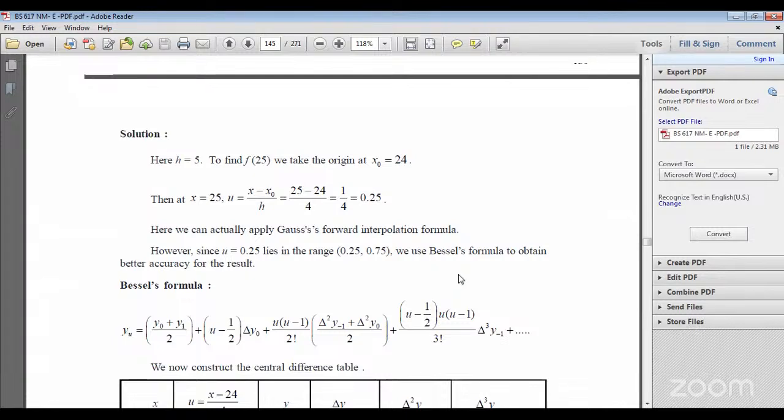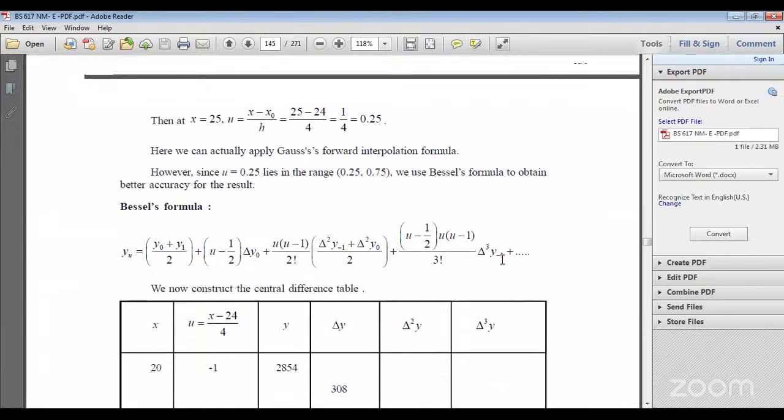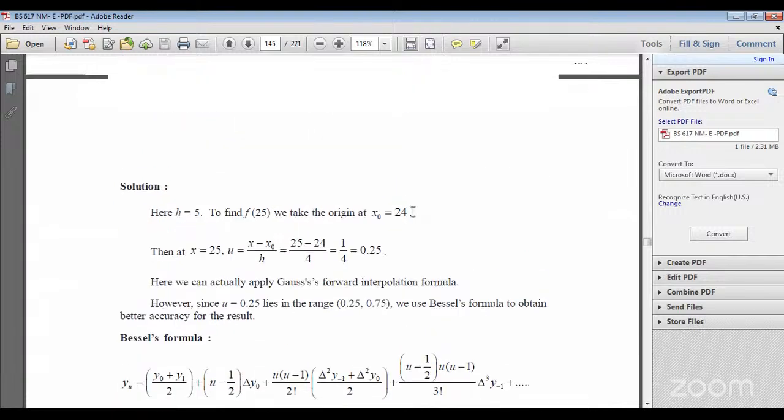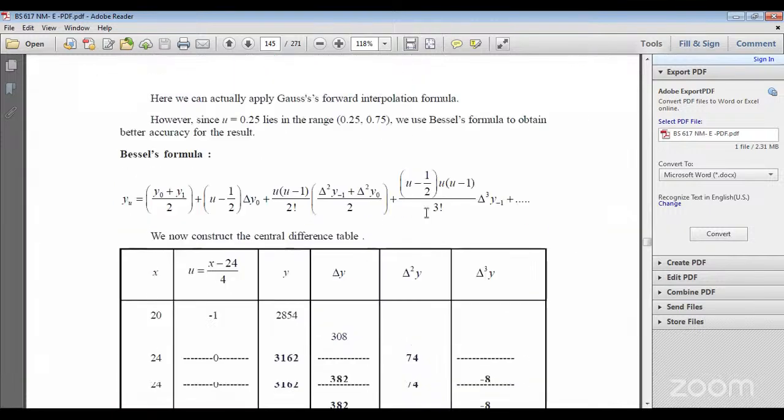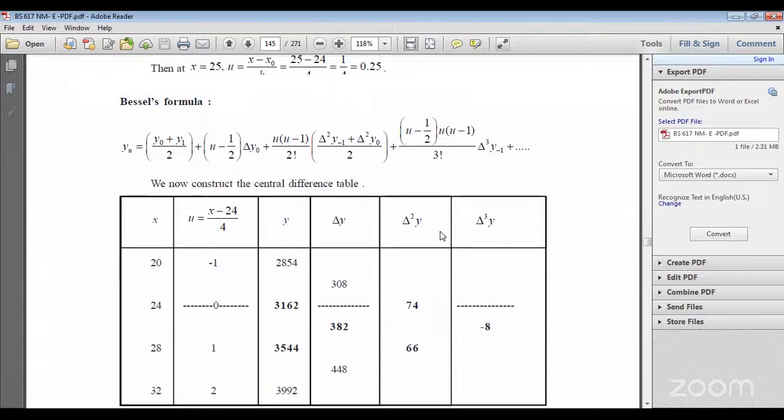Hence we can apply the Bessel interpolation formula, since 0.25 is between the points, for the result: y0 plus y1 by 2, plus (u minus 1 by 2) delta y0, plus u(u minus 1) by 2 factorial times (del square y minus 1 plus del square y0) by 2, plus (u minus 1 by 2) u(u minus 1) by 3 factorial del cube y minus 1. Now we construct the central difference table.